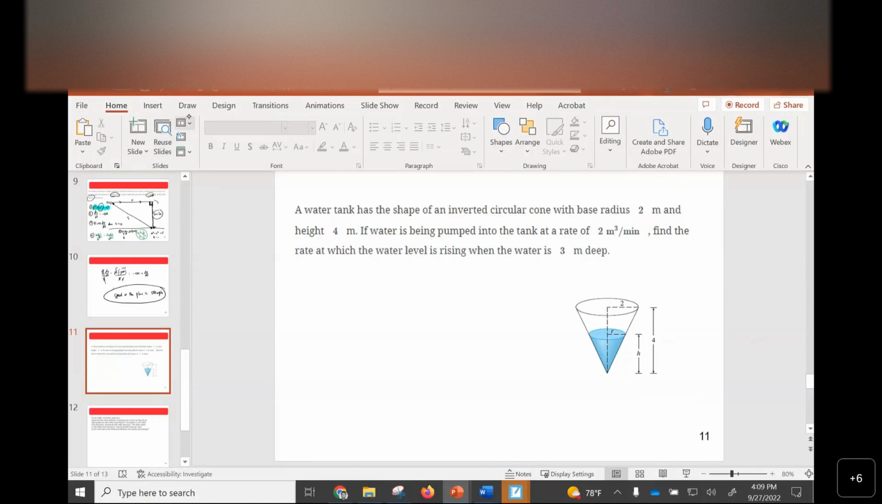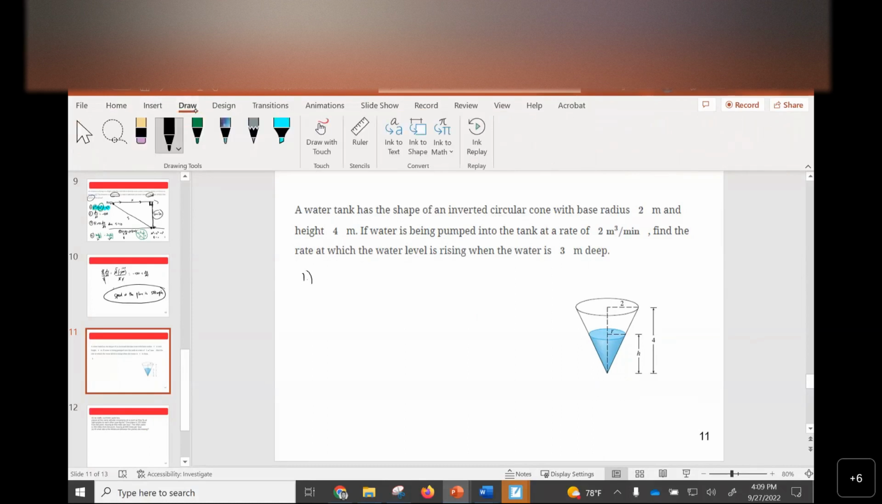So here's my step one if I don't think about it. The volume is pi over 3 r squared H. That connects R, H, and V. Something like that I won't expect you to remember.